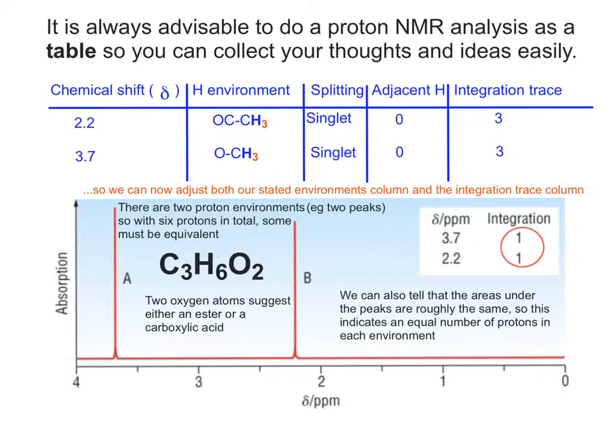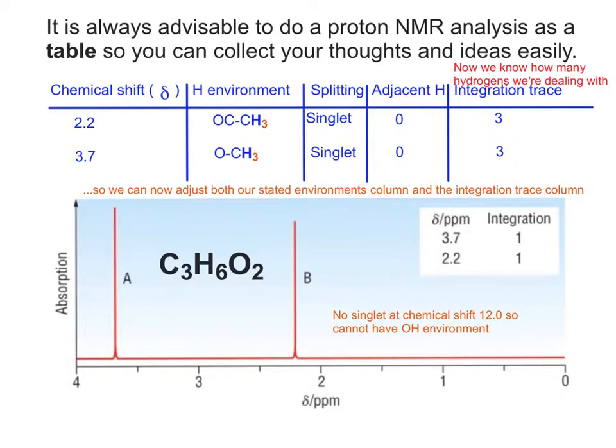So now we're ready to try and work out what our structure is. So finally, there's no singlet present at the chemical shift at 12.0 ppm. So it can't have an OH environment, so it leaves us with only one option, that's an ester. So that's CH3COO-CH3.